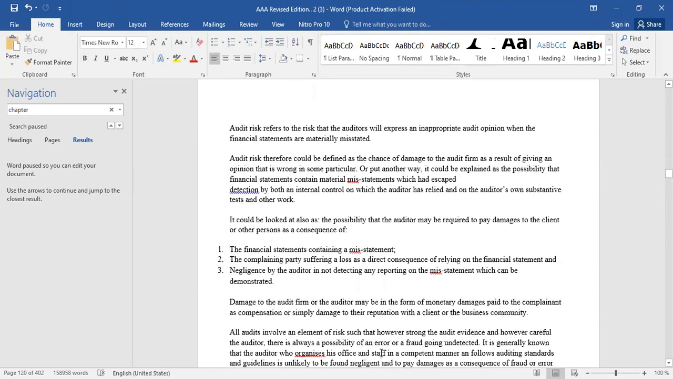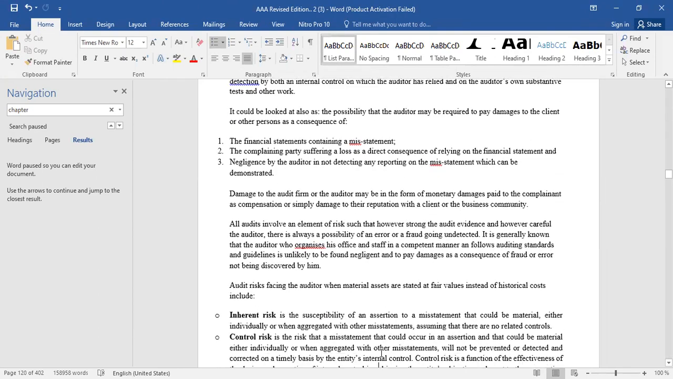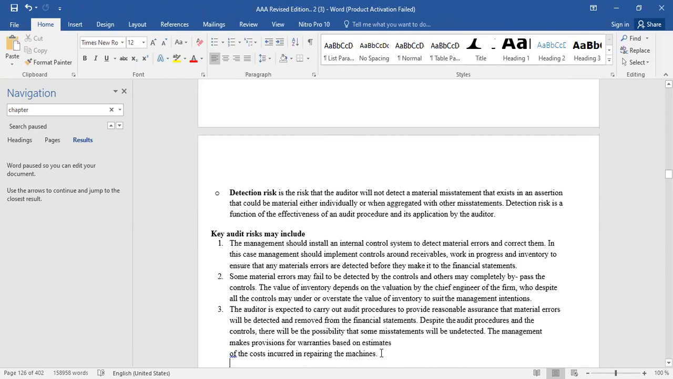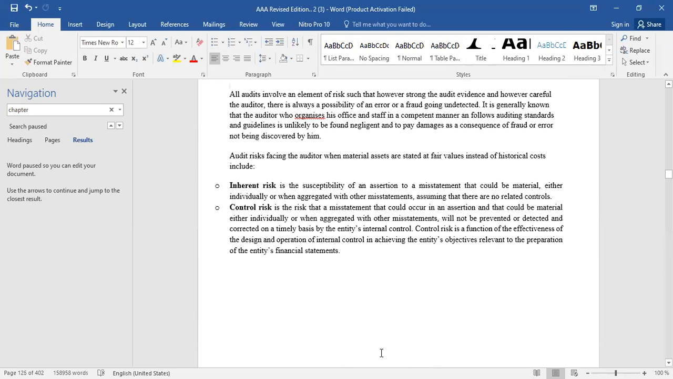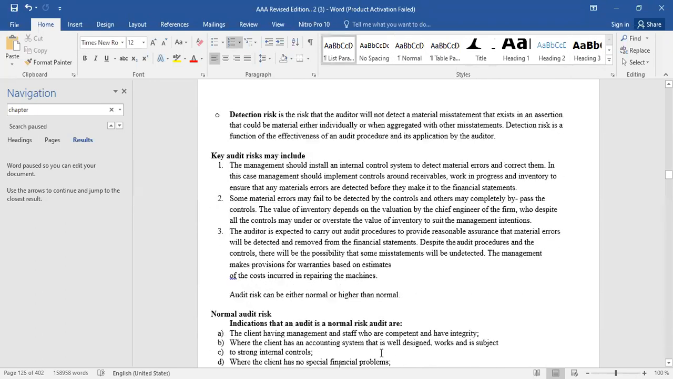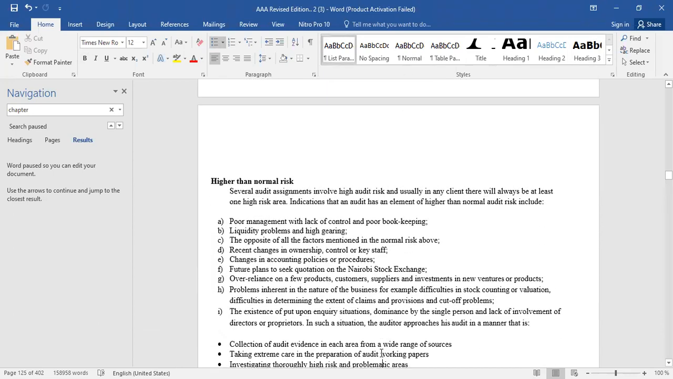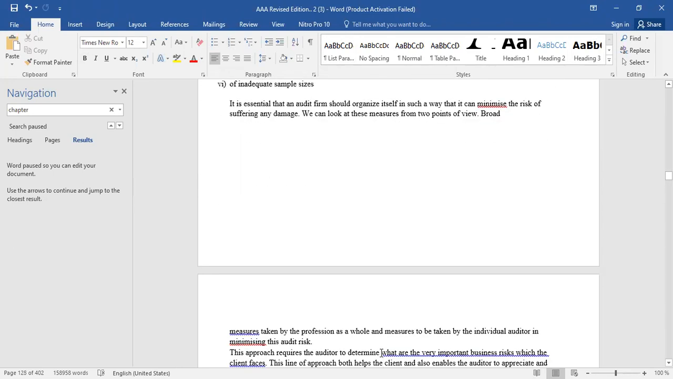So have a good night. These are just an explanation of what we have looked at, detection risk, inherent risk, nothing much new. I'll stop there. Then we'll proceed from our next class.